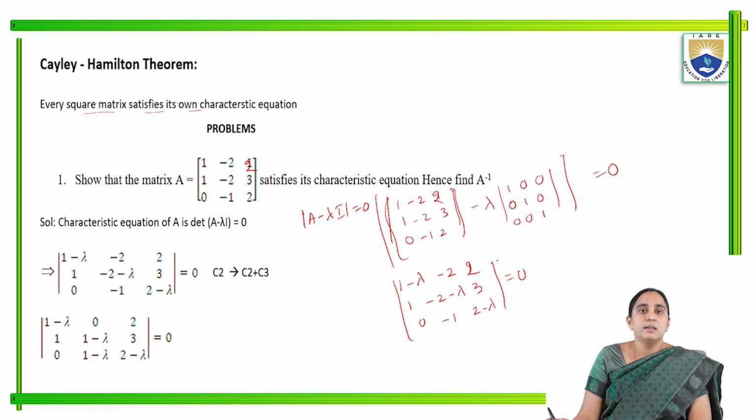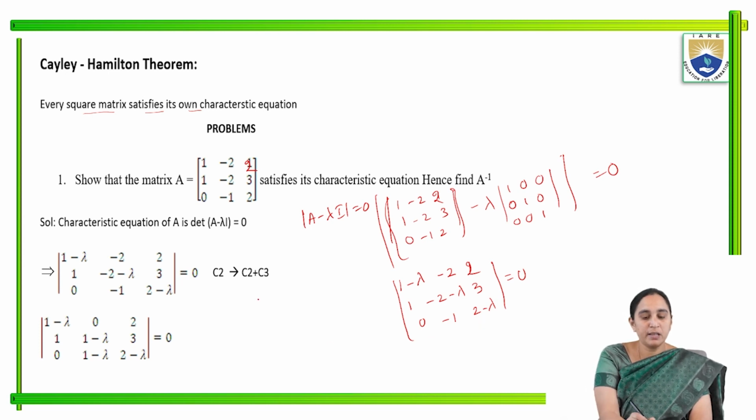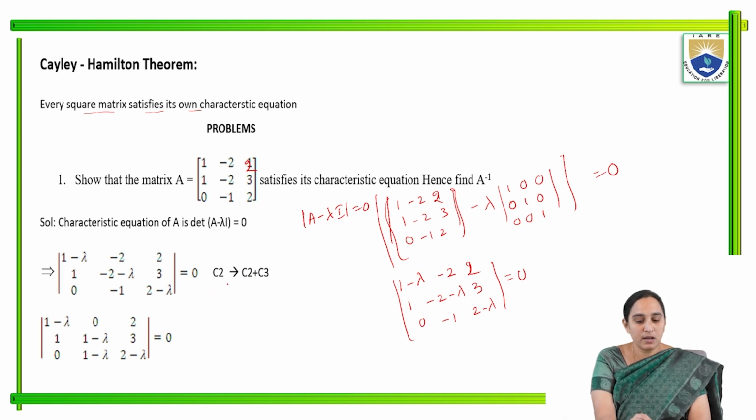From the characteristic matrix, we have to find the determinant. Here I am applying column operations: C2 goes to C2 plus C3. That means I change the values in C2 with respect to C3. The C2 column is minus 2 minus lambda, minus 1, and the C3 column is 3, 2 minus lambda. If we add these two, the first element directly becomes 0.